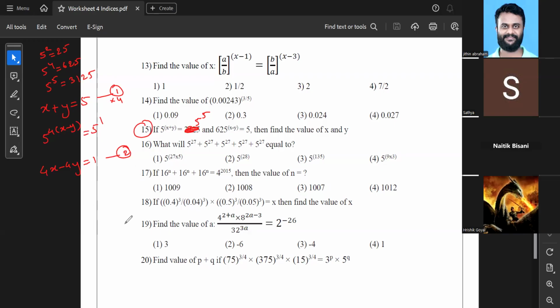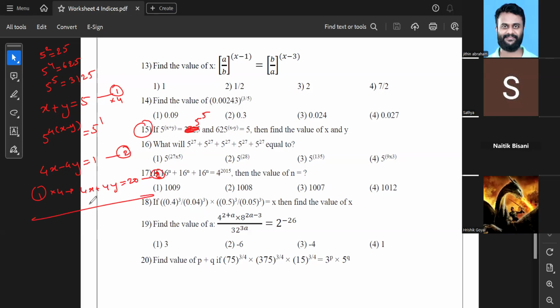Now, since I've started with this approach, I'll continue with this approach. So I'm going to multiply this equation number 1 by 4. That will give me 1 multiplied by 4 gives me 4x plus 4y is equal to 20. Okay, that is equation number 3.